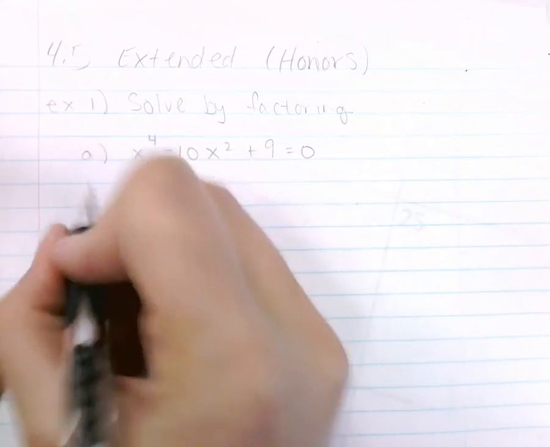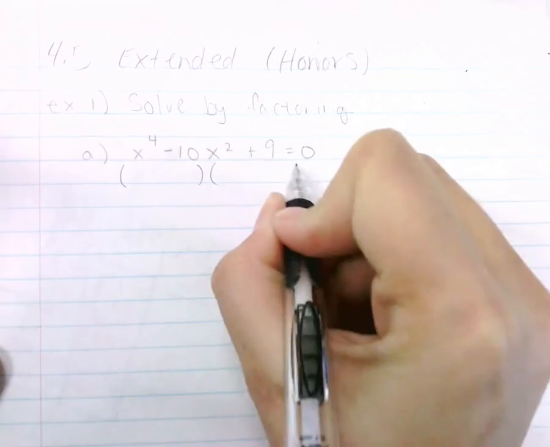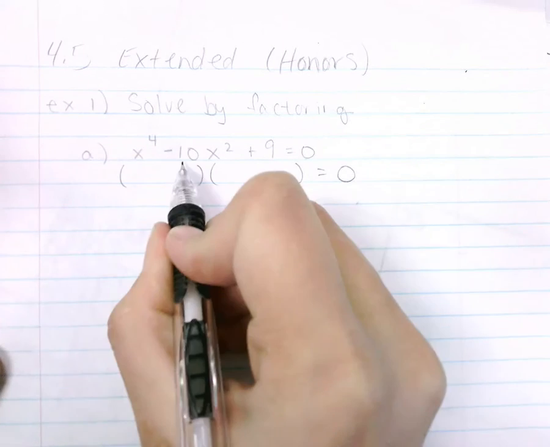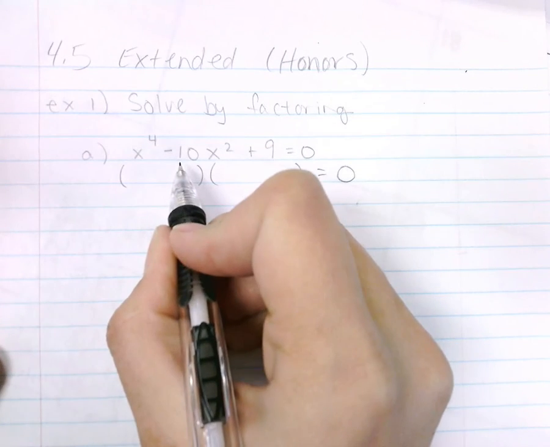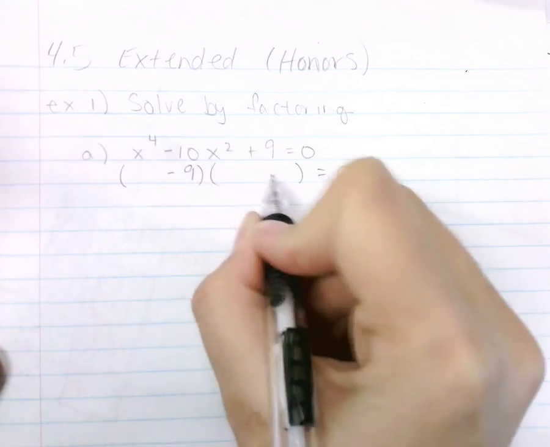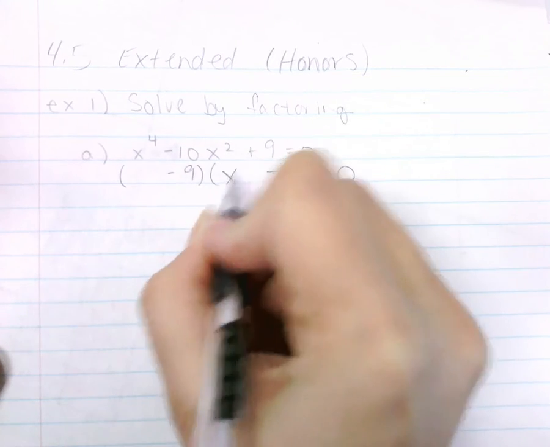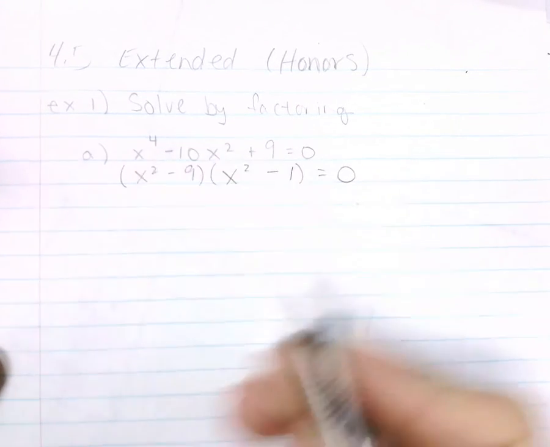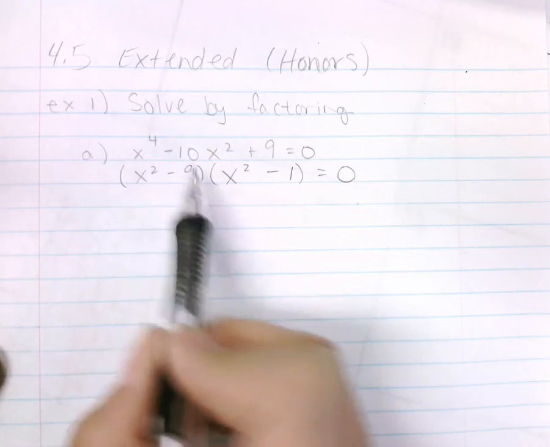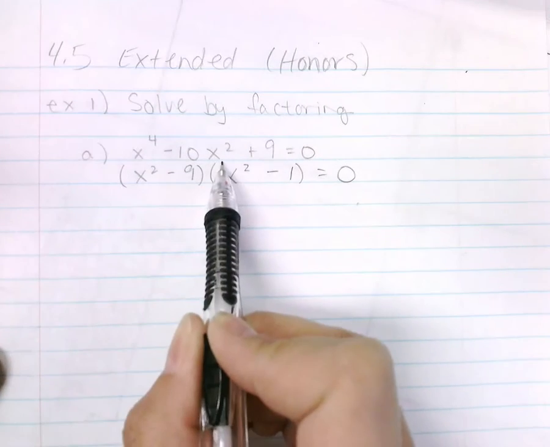We are going to factor. Two things that multiply to 9 and add to negative 10 would be what? Negative 9 and negative 1. Yes, negative 9 and negative 1. And then instead of putting x's here, we're going to put x squareds here so that they multiply to x to the fourth and then they add to this guy.